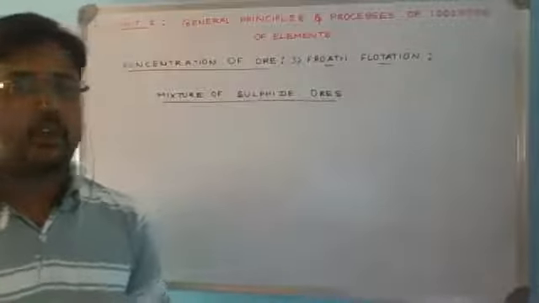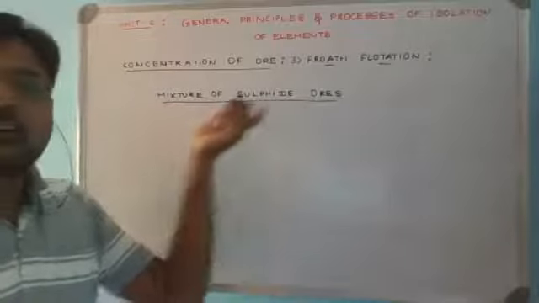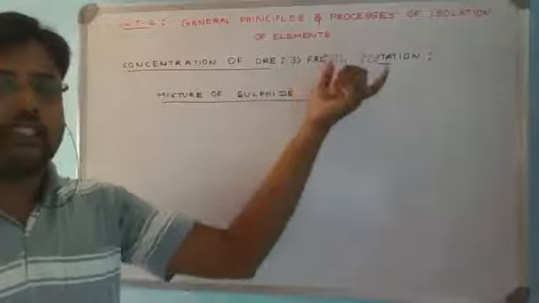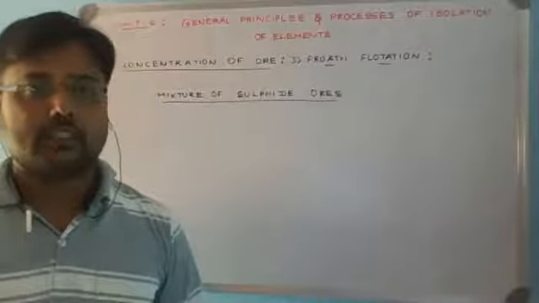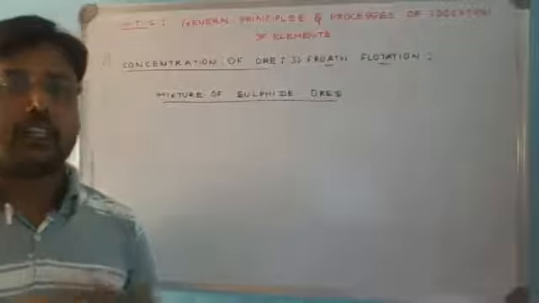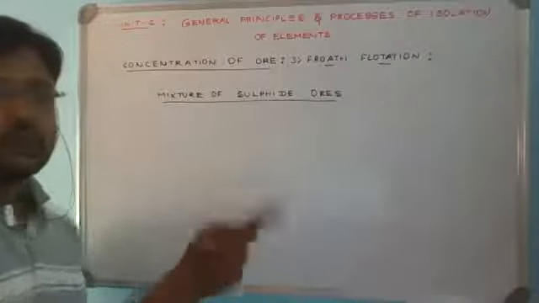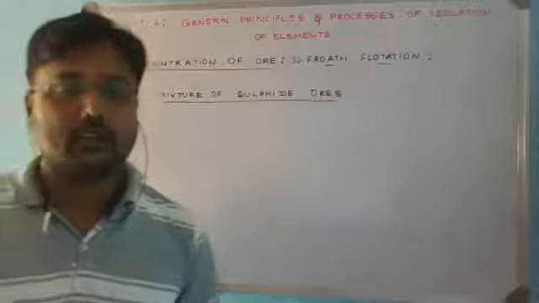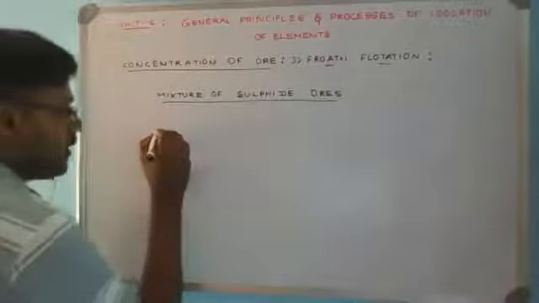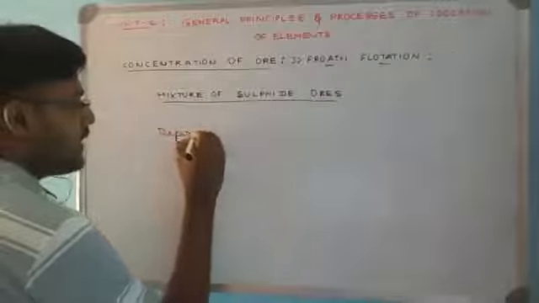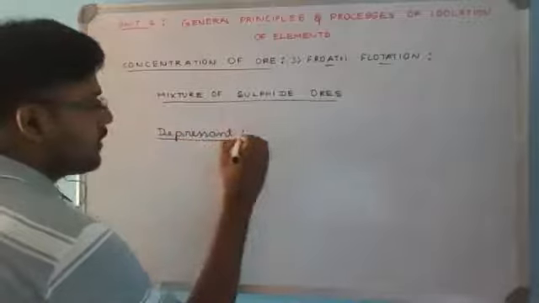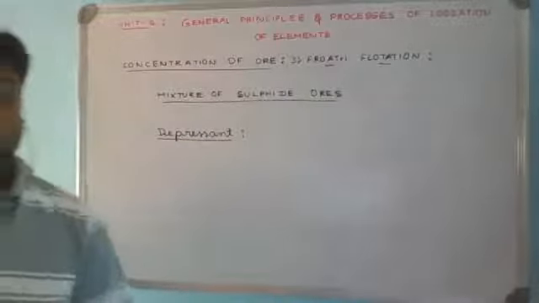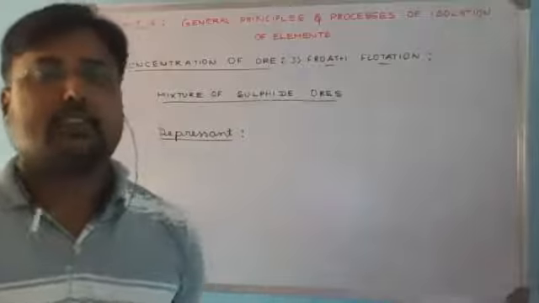Okay, now we'll try to extend the froth flotation technique. It is possible to separate a mixture of sulfide ores by the froth flotation technique by using a special chemical called a depressant. First we'll learn what a depressant is, then with the help of a depressant how a mixture of sulfide ores can be separated. We'll give one simple example. Before that, let's understand what a depressant is. Again, this is a very important 1 mark question as well as 2 mark question, asked in previous year examinations. So you can easily remember this.